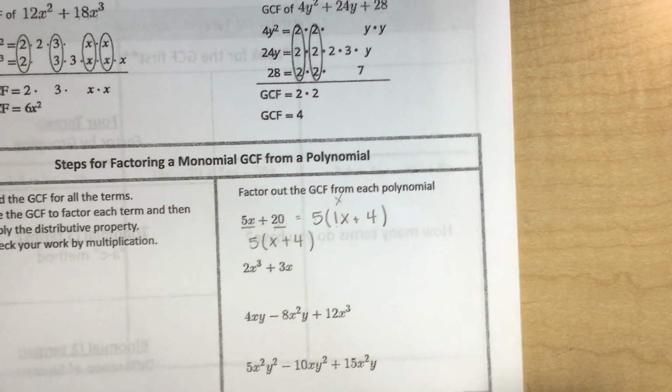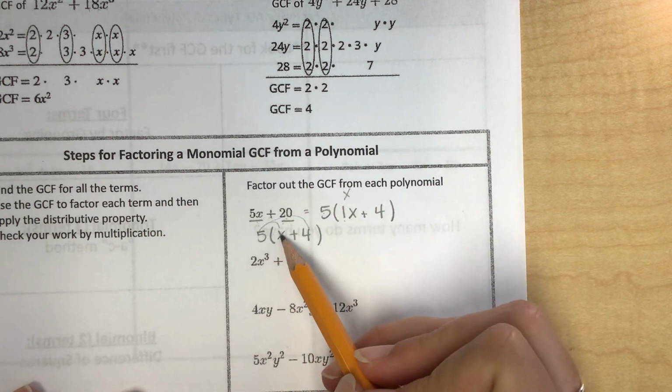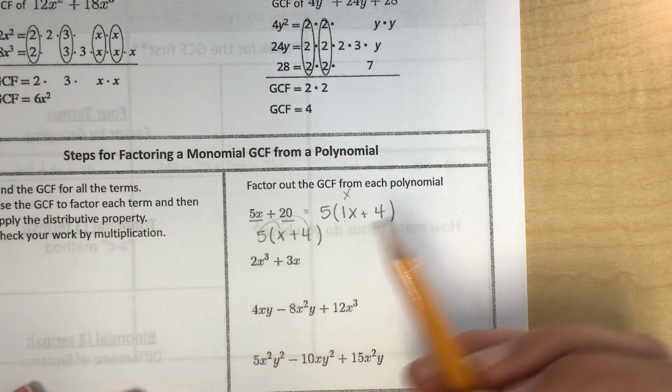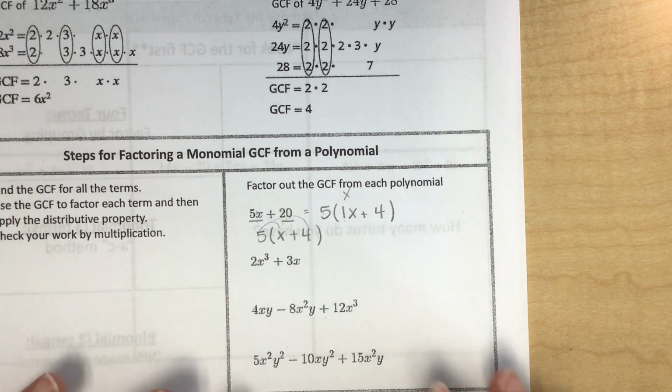If you think about it, this is just the reverse of the distributive property. If I were to distribute this, this would be 5x, which is that, and then 5 times 4 is 20, which is that. So we're just undoing, or doing the opposite of, the distributive property.